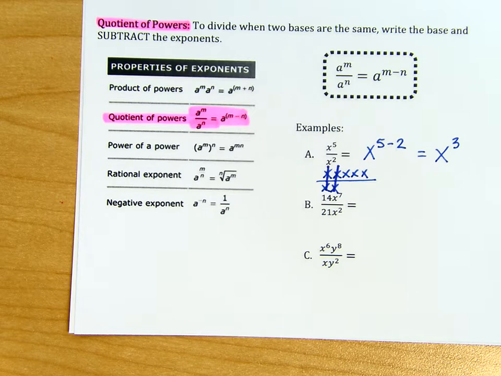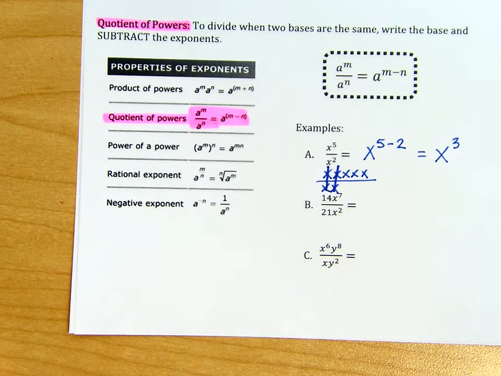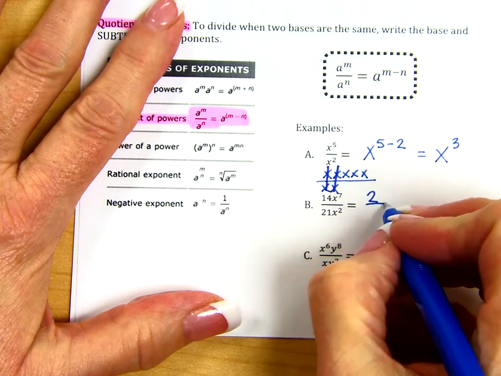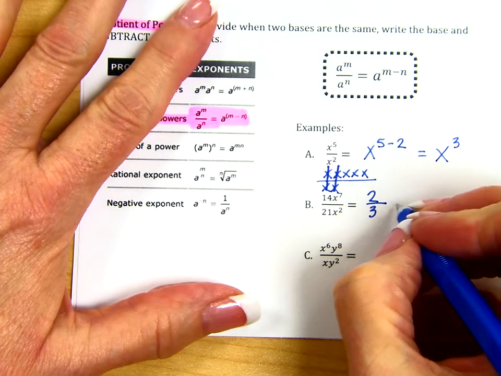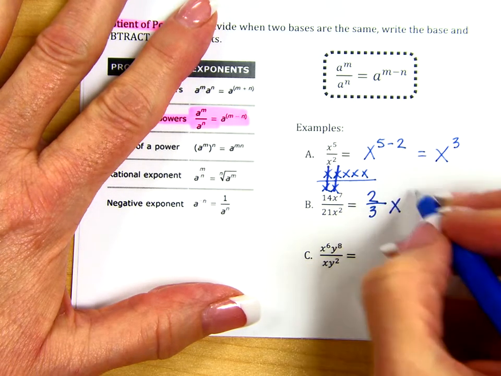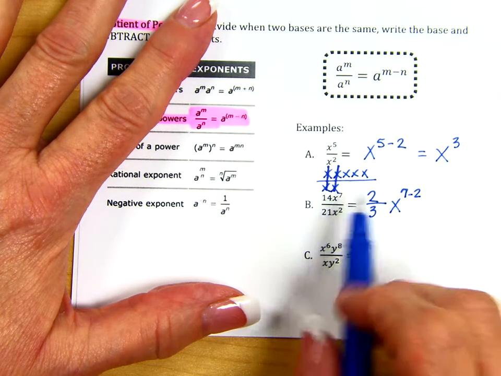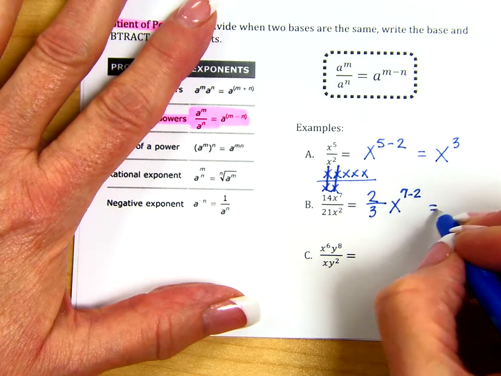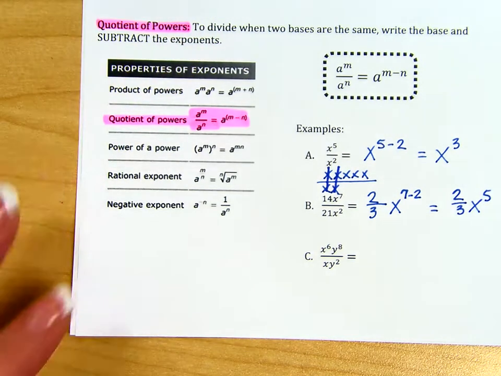In the next example, in your calculator you can take the 14 over 21 and just do alpha y equals, 14 numerator, 21 denominator, and it's going to show you that that reduces to be 2/3. And that is going to be multiplied by this like base of x to the 7 minus 2, because this exponent in the numerator is a 7, this exponent is a 2. 7 minus 2 is 5, so we end up with 2/3 x to the 5th power.